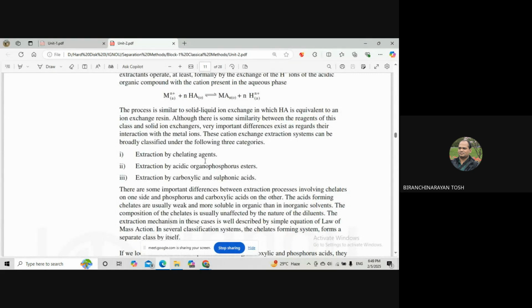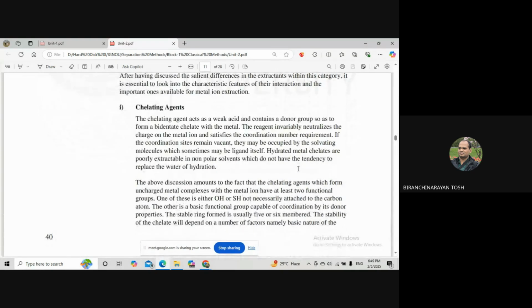So there is extraction by chelating agents, extraction by acidic organophosphorus esters, and extraction by carboxylic and sulfonic acids. These are the examples. When we move to the chelating agents, we give some chelating ligand which will form a chelate complex. The chelating agent acts as a weak acid and contains a donor group so as to form a bidentate chelate with the metal.